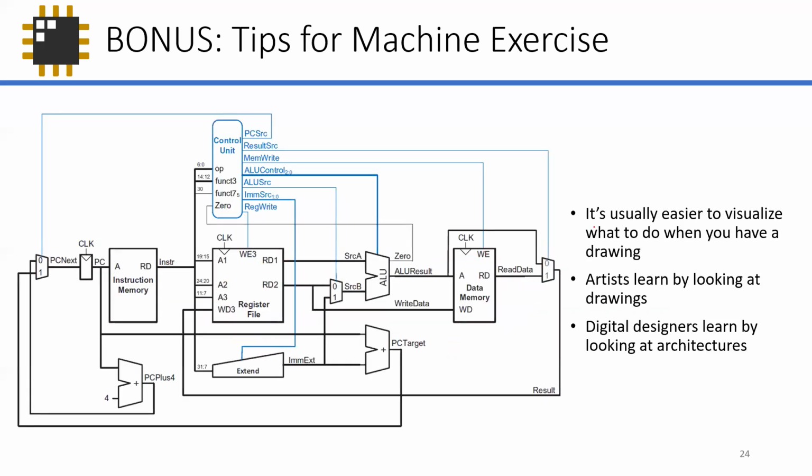So here's the thing. It's usually easier to visualize what you want to do when you have a drawing, right? I've emphasized that even from last week over and over again. Hey, look at it, right? That's why we have a top-down approach, because I wanted you to look at the bigger picture first, and then you look into the small details. That's how artists do it too, right? They learn by looking at drawings. They look at the bigger picture, they are amazed by it, and then they look into the tiny details. That's how digital designers also do it. You learn by looking at architectures.